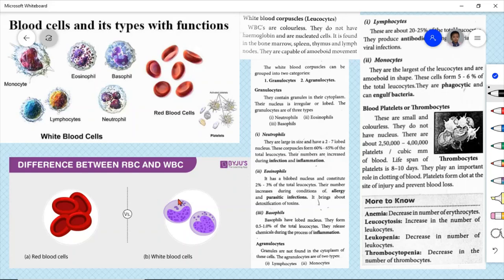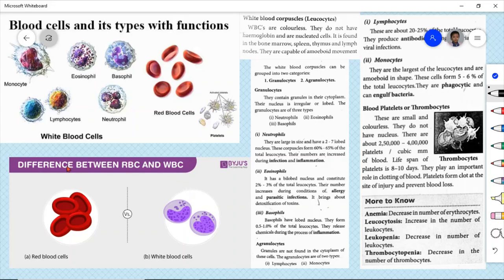Now shape also. This RBC is biconcave and disc shaped. But here it is irregular in shape, or there is no definite shape, or amoeboid movement. Understood? So WBCs are colorless and there is no definite shape. It is found in the bone marrow, spleen, thymus and lymph nodes.